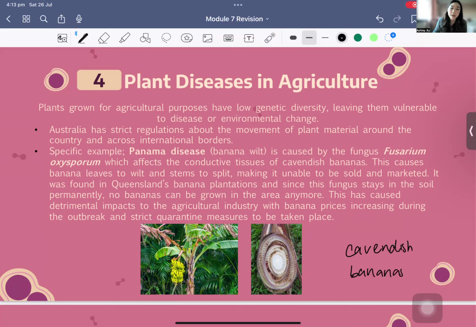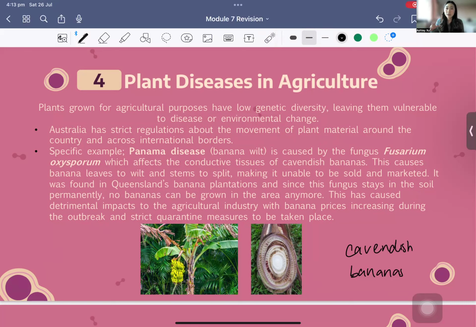Right, that is the main market for bananas sold in supermarkets in Australia, and most of the Cavendish bananas are grown in Queensland. Okay, and what happened in Queensland back in the 2000s was this Panama disease rapidly spread through all of the banana farms. And because this fungus stays in the soil permanently, we can't really eradicate it.